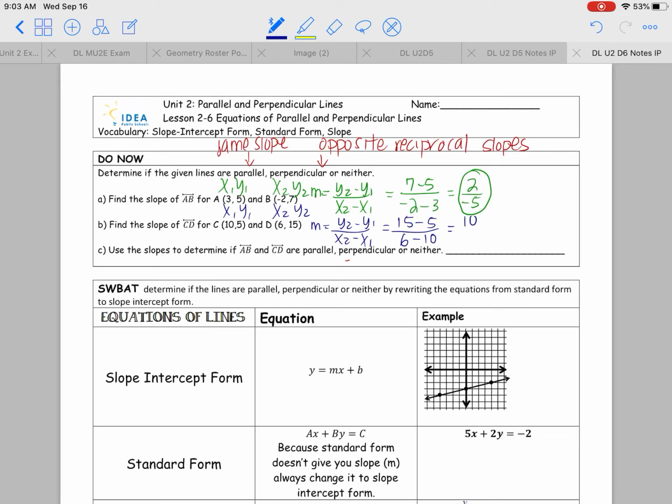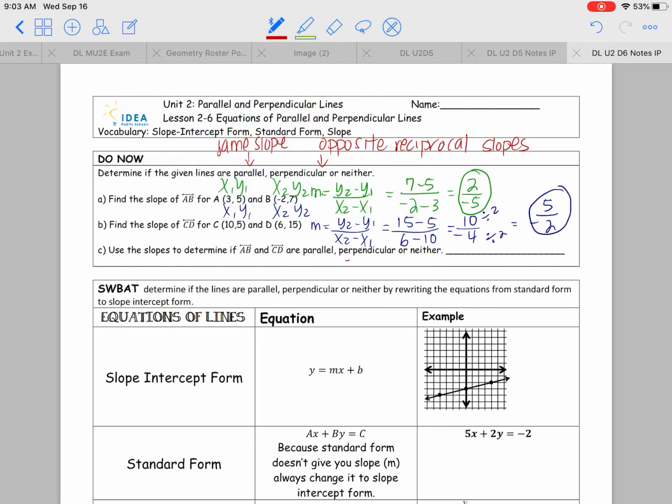15 minus 5 is 10. 6 minus 10 is -4. I'm already thinking about the answer. Super important, guys: when you're dealing with fractions, when you're dealing with ratios, you must simplify them. So you have to simplify by dividing by 2, numerator and denominator. So this is going to give us 5 over -2.